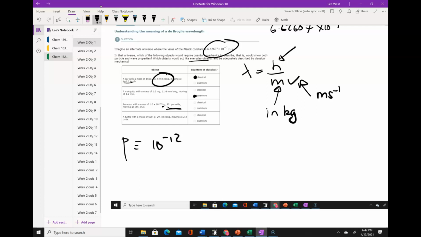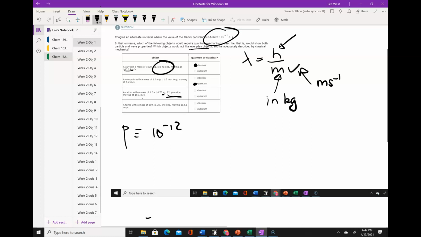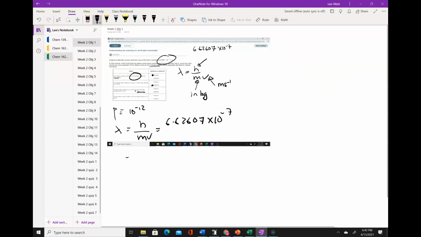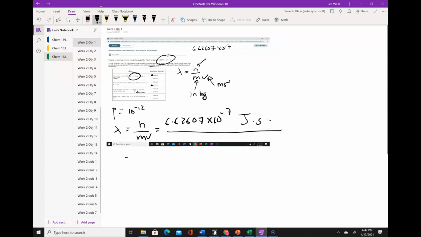We don't have to convert our mass because it's already in kilograms. And then 155 meters per second, it's already in meters per second. So getting the wavelength is going to be pretty easy here, but I've got to convert it to picometers for the comparison at the end. So it's h on mv, so 6.62607 by 10 to the minus 34 joule seconds. I won't keep going through the dimensional analysis.